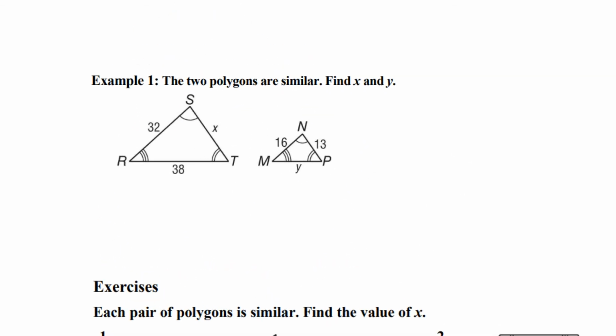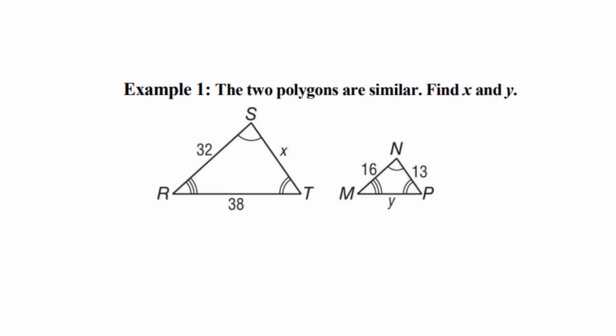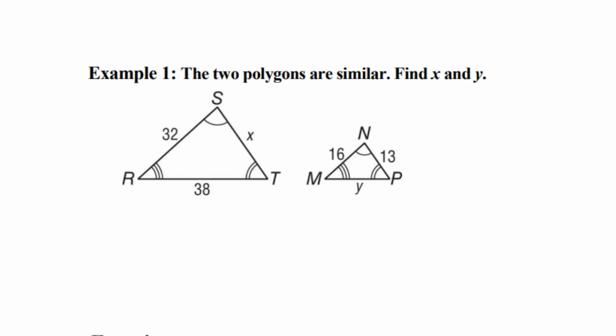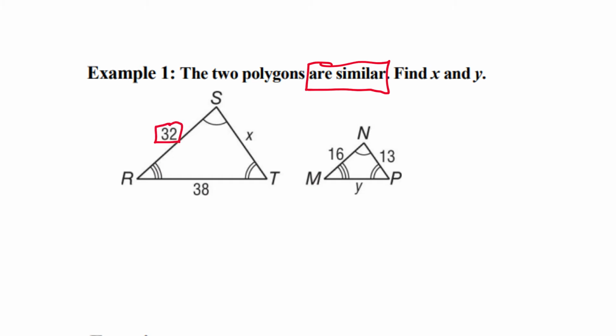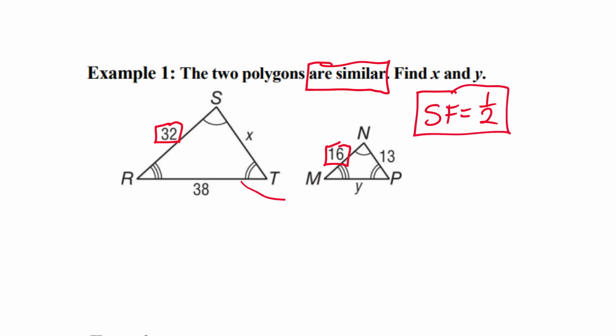Okay, on the back. So let's think about this. First of all, it tells us that these are similar. So on this one, we're not asking are they similar or not. They're telling us that they already are. So let's think about this from 32 to 16. How do you get from 32 to 16? Divide by 2, or if you think about multiplying, it's multiplying by 1/2. So that tells me in this problem, from here to here, the scale factor is 1/2.